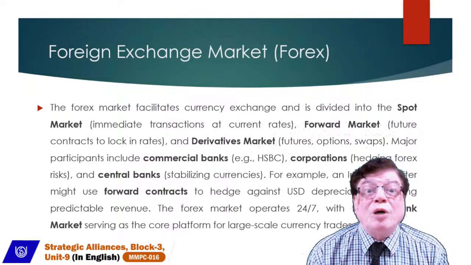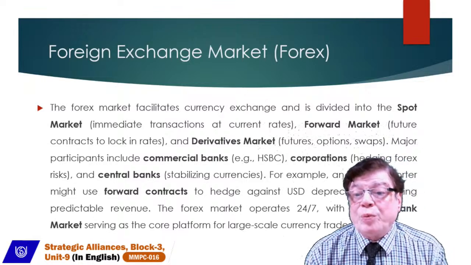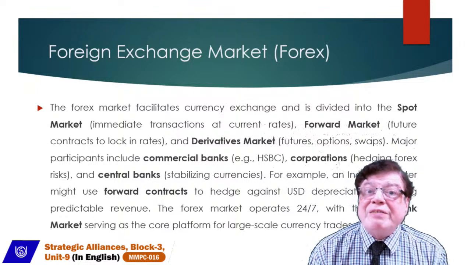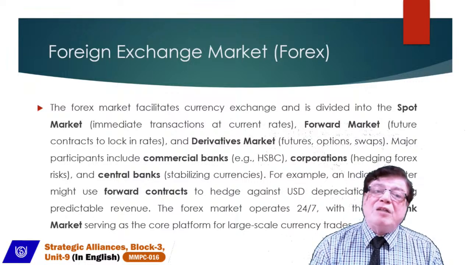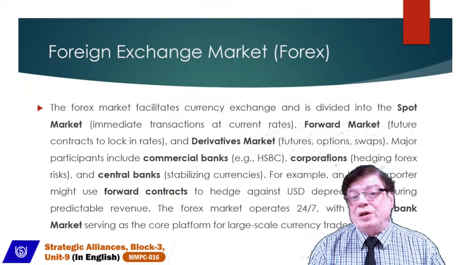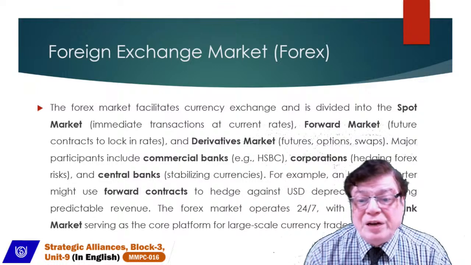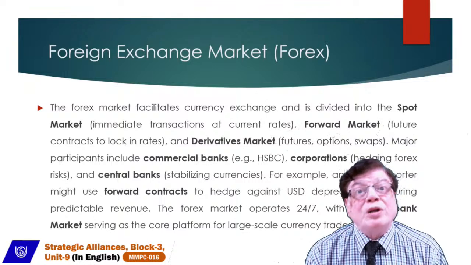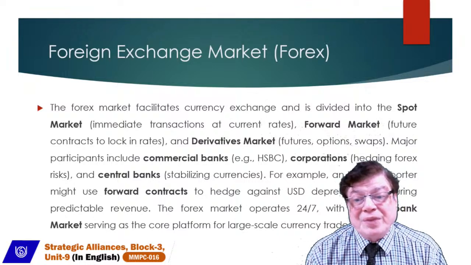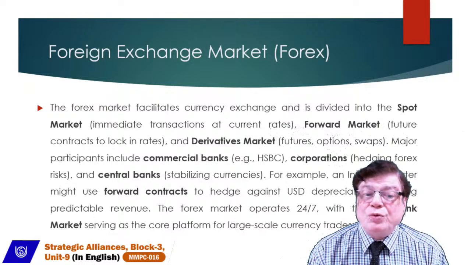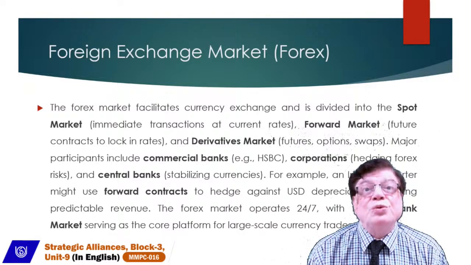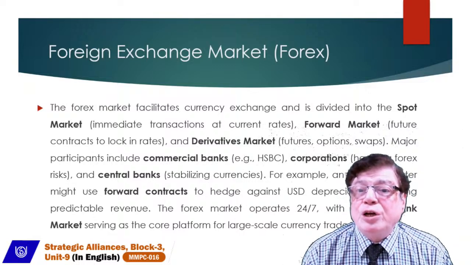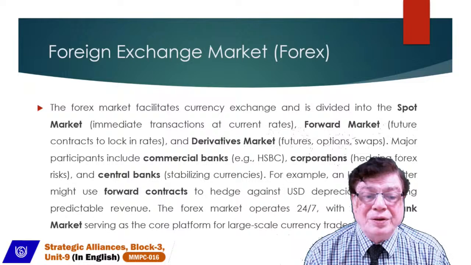Major participants include commercial banks, then corporations, then central banks. Each country is having commercial banks and one central bank, but the central bank is controlling all the commercial banks of that country. For example, an Indian exporter might use forward contracts to hedge against US dollar depreciation, ensuring predictable revenue. After 6 months the transaction is going to take place, but he is fixing the rate right now, so that if it further reduces, he will not lose money.